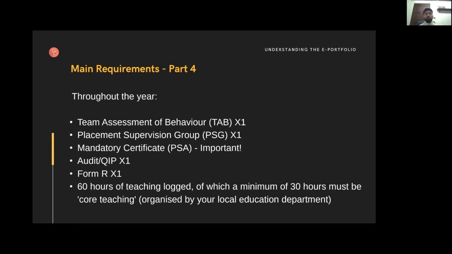For non-core hours, you can do things such as e-learning, although note there's a maximum of 6 hours of e-learning which you can do. E-learning is classed as something where you just click through a series of slides or whatever. So like e-learning for health modules. You can do those things, but you can only log them as for a maximum of 6 hours of your non-core teaching hours.